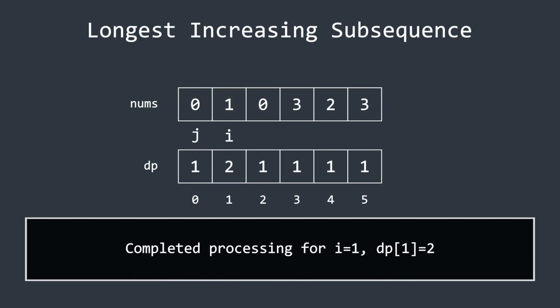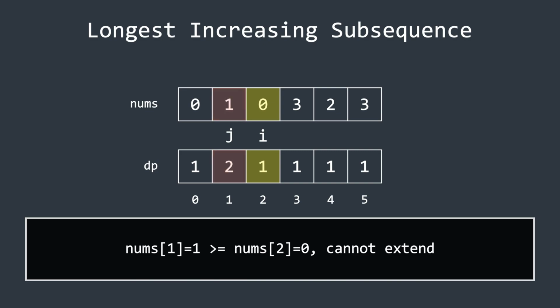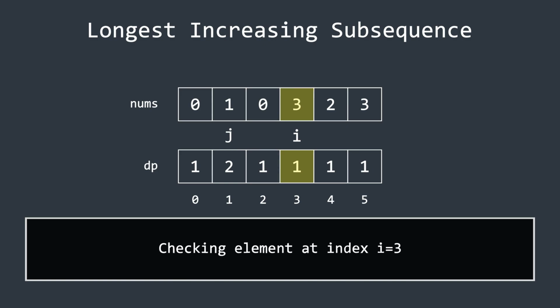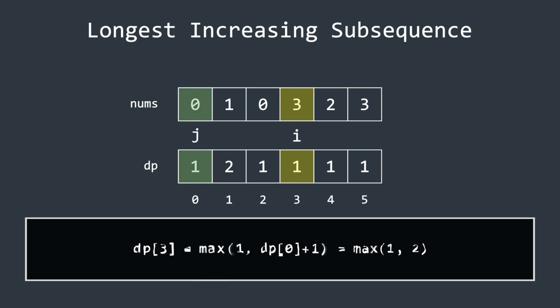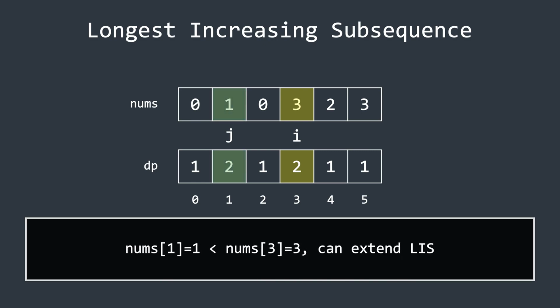Now we move i to the next element and compare it with all previous elements. If none of the previous elements are smaller, no updates are needed. Otherwise, if an element at index j is smaller than the current element at i, we extend the subsequence and update the DP array accordingly. We repeat this process in a nested loop, ensuring that for each i, we check all the previous elements j and update the DP array where necessary. I will now pause the voiceover while the algorithm runs.